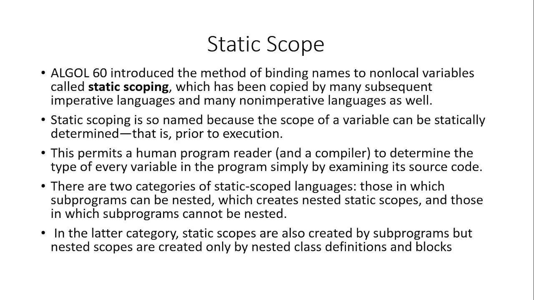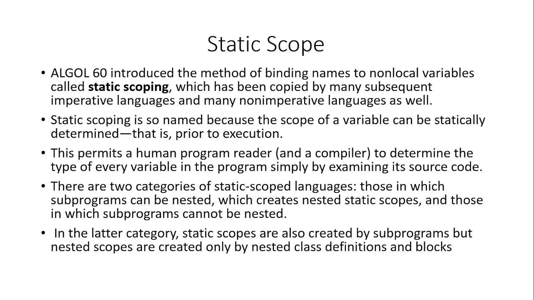So this permits a human program reader and a compiler to determine the type of every variable in the program simply by examining its source code. That means we'll be able to determine the scope of a variable prior to execution. That is, if we have a program with us, then simply by examining its source code, we'll be able to determine the type of every variable in the program.